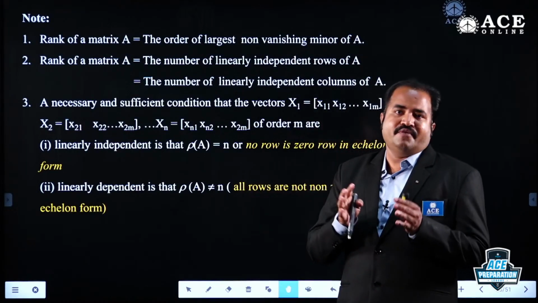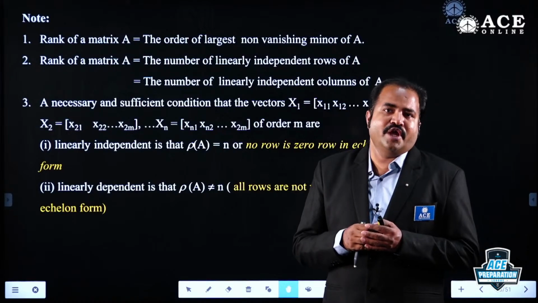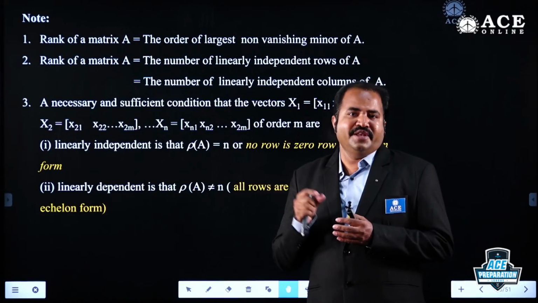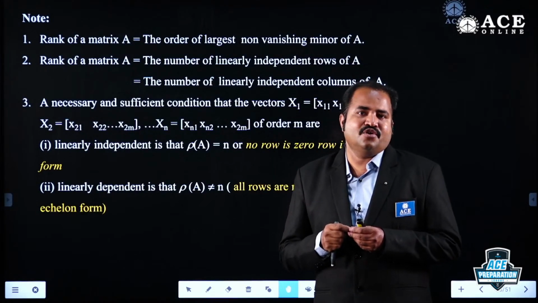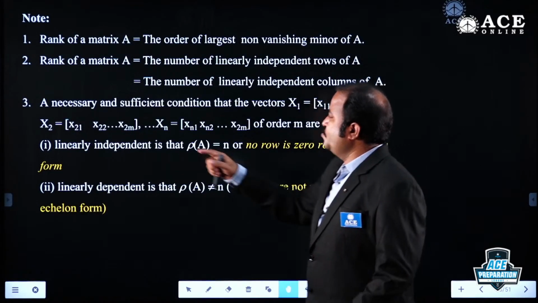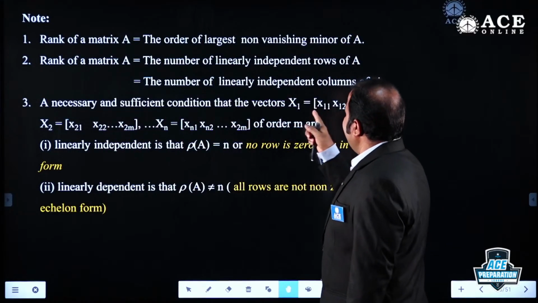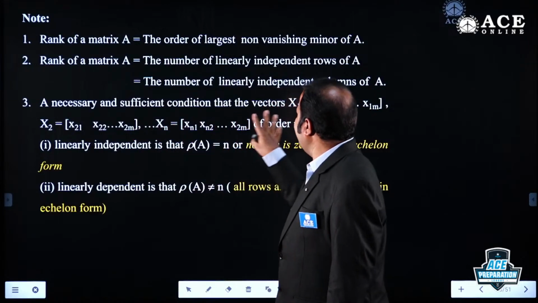Write them as rows of a matrix and reduce into row echelon form. If all rows are non-zero rows, the vectors are said to be linearly independent. Otherwise, the vectors are said to be linearly dependent. That is the necessary and sufficient condition that the vectors x1, this is one vector, similarly second vector, n vectors are given.